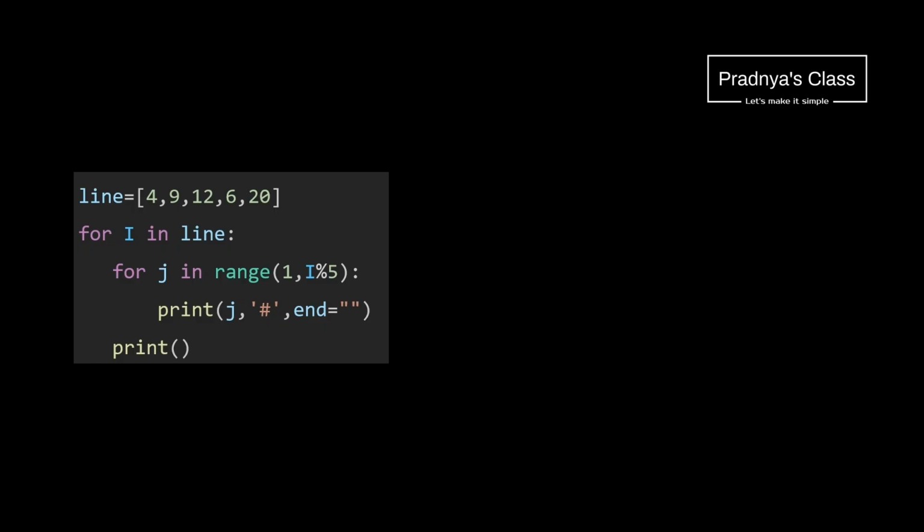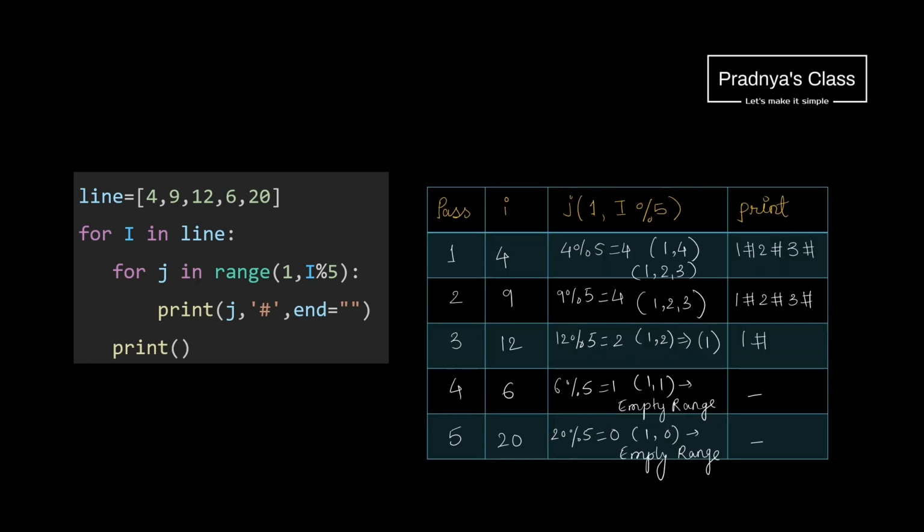This is very easy. If you can do it yourself, please give it a try. Alright, here is the dry run table. Let's check the code. We have one list. Using a for loop, we are iterating over the elements of the list. And there is one inner loop.